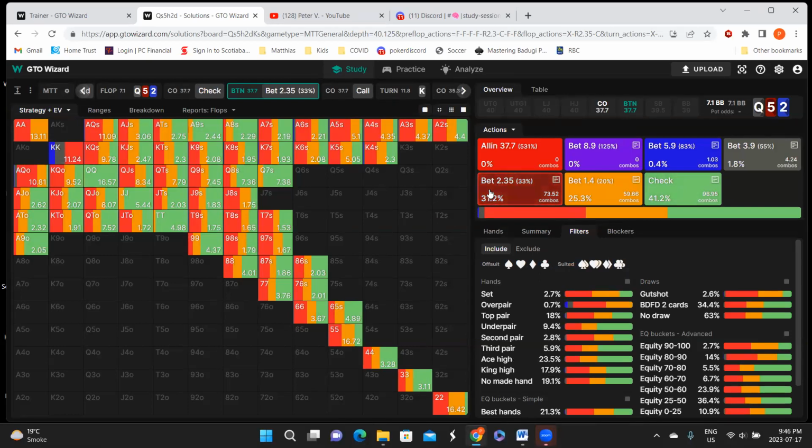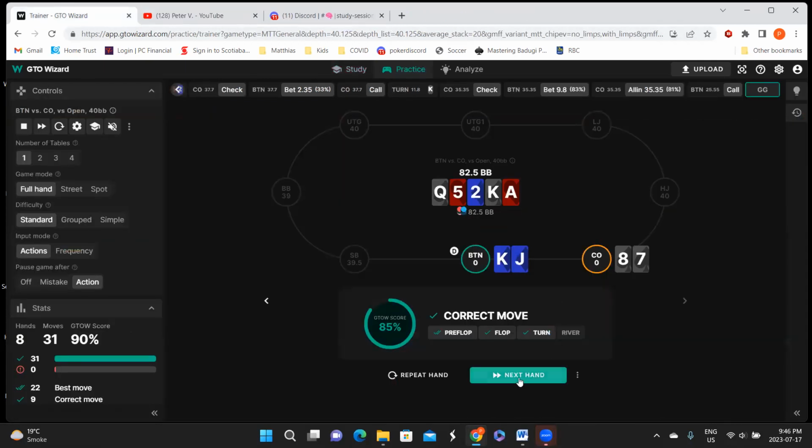We bet 30 percent there. We bet 2.35 chips here. So we were okay. So as played, great job. Enjoy all the tournament chips this hand.